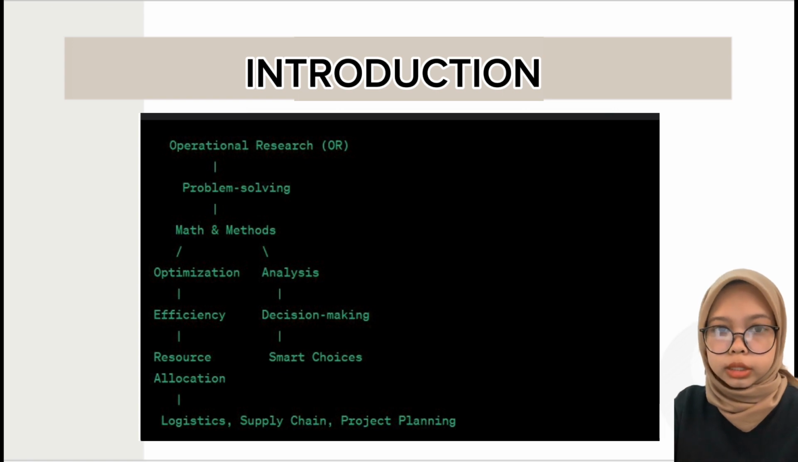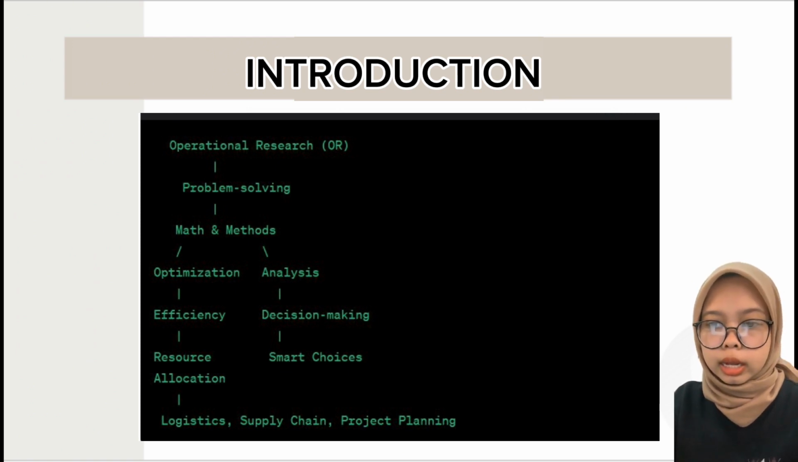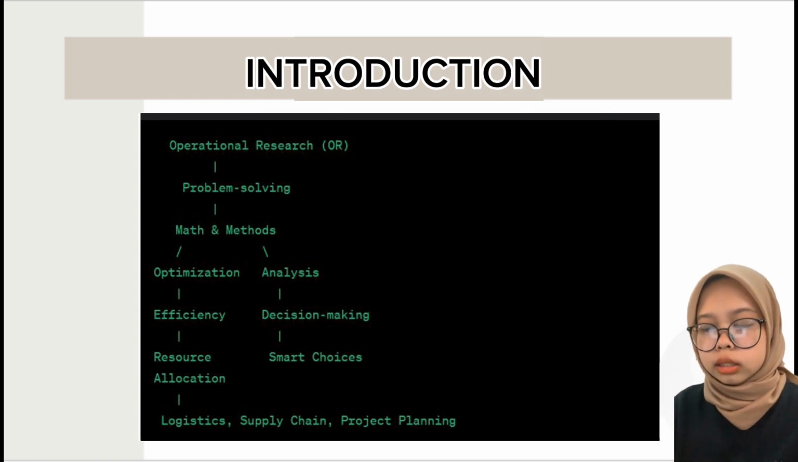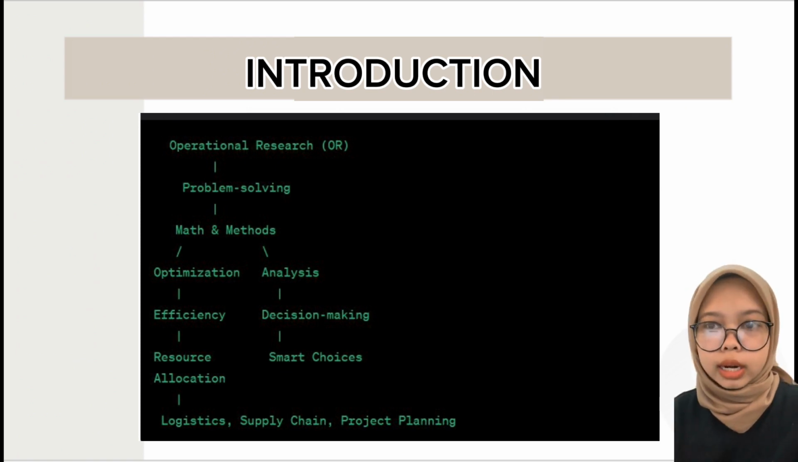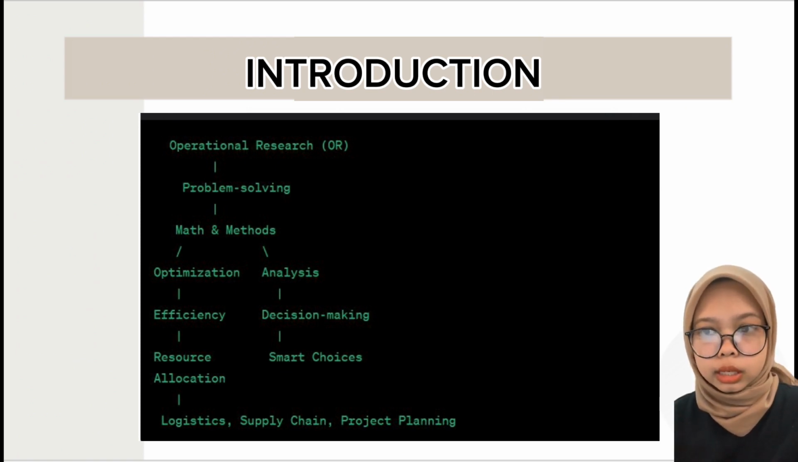The two main branches represent optimization, also aiming for the best solution and analysis. Further details include how it improves efficiency, aids in resource allocation, and supports decision making in areas like logistics, supply chain and project planning.